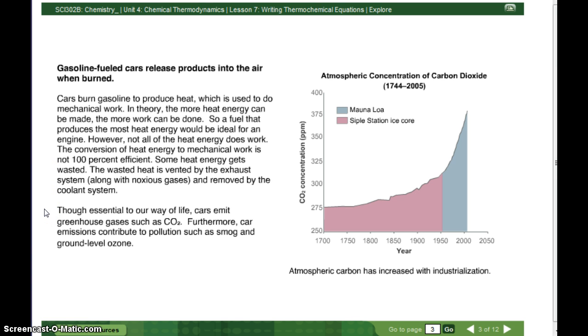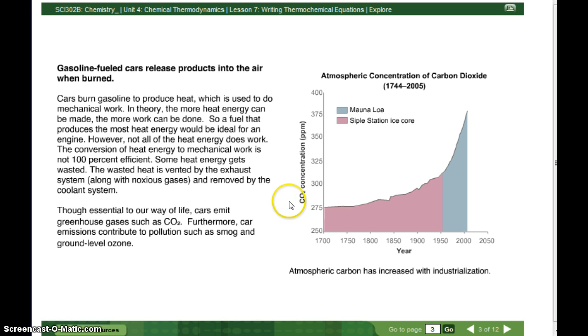Though essential to our way of life, cars emit greenhouse gases such as carbon dioxide. Furthermore, car emissions contribute to pollution such as smog and ground-level ozone. So atmospheric carbon has increased with industrialization.